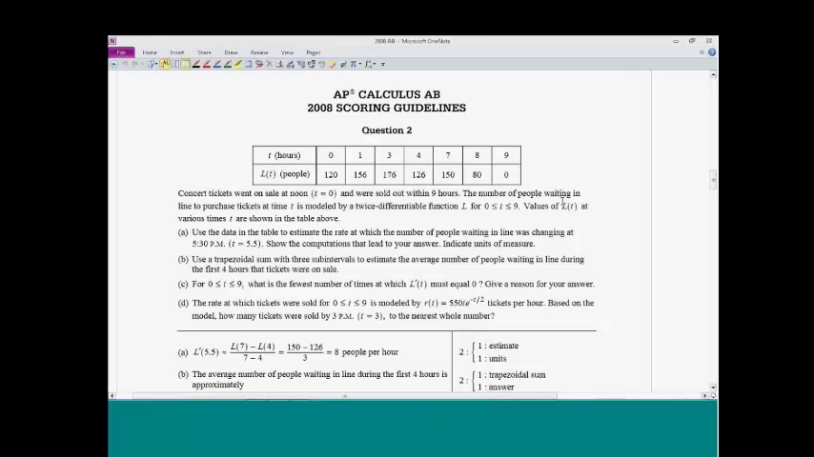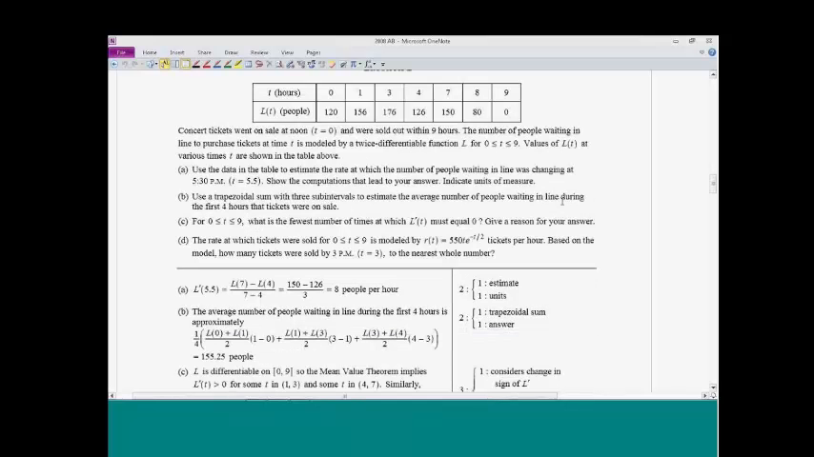This is 2008 AB2, and in AB2, down in Part D, the basic problem was they gave a table with the number of people buying tickets at a concert over a certain period, and they ask the kind of table problems they ask all the way through. But when they get down to Part D, they modeled this.